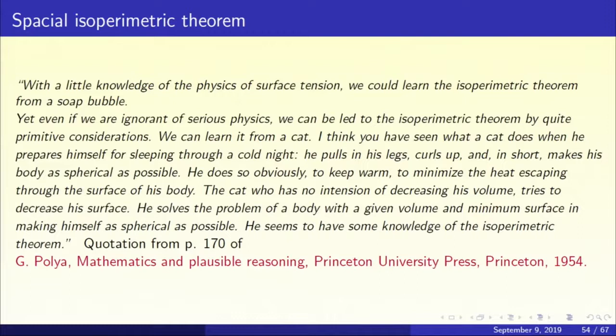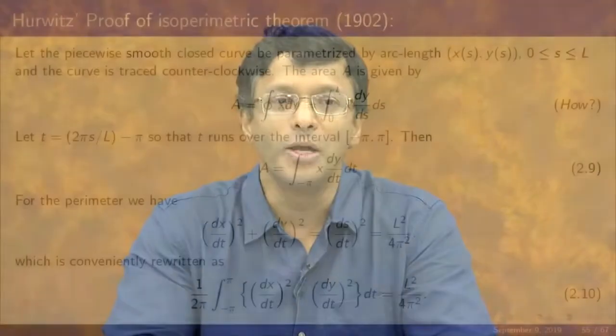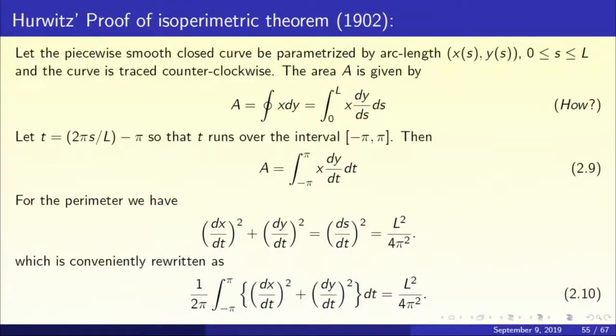You will see this quotation on page 170 of Polya's book. I urge you to take a look at this book and see the other interesting analogies which Polya gives, and Polya gives various proofs of the isoperimetric theorem. What we are going to do here is to look at a proof of the isoperimetric theorem which was given way back in 1902 by Adolf Hurwitz.